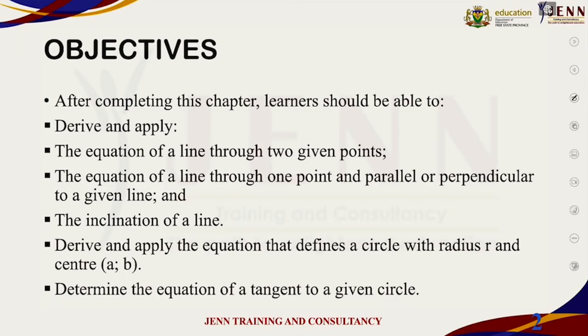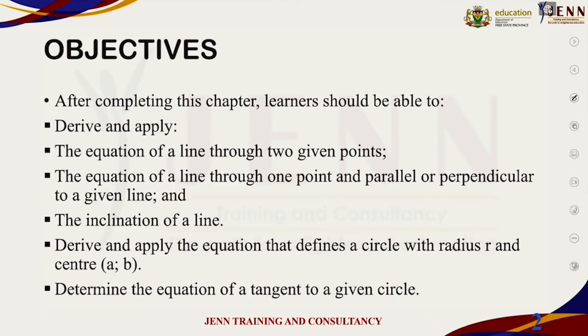Bullet 2, the equation of a line through one point and parallel or perpendicular to a given line. Before we dwell on it, we need to remember these two concepts: parallel lines and perpendicular lines. We need to know, in terms of gradient, what is happening when two lines are parallel, and what is the relationship between two lines when they are perpendicular.